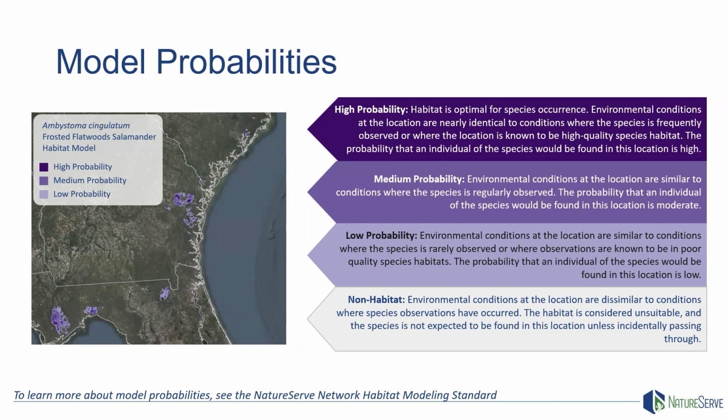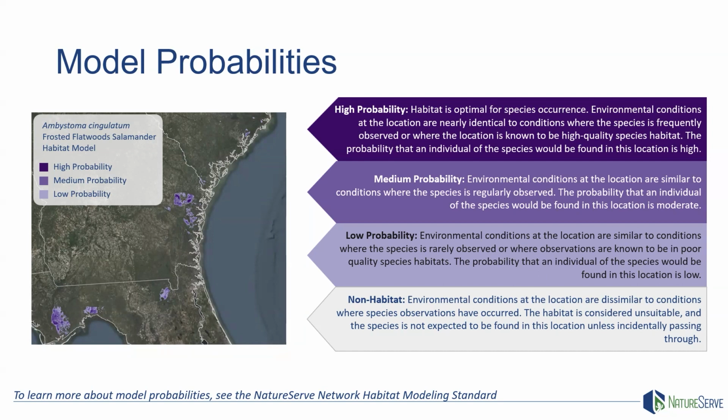On the other end of the spectrum, areas classified as non-habitat are those where environmental conditions are dissimilar to conditions where the species observations have occurred. The habitat is considered unsuitable. The species is not expected to be found in this location unless incidentally passing through.